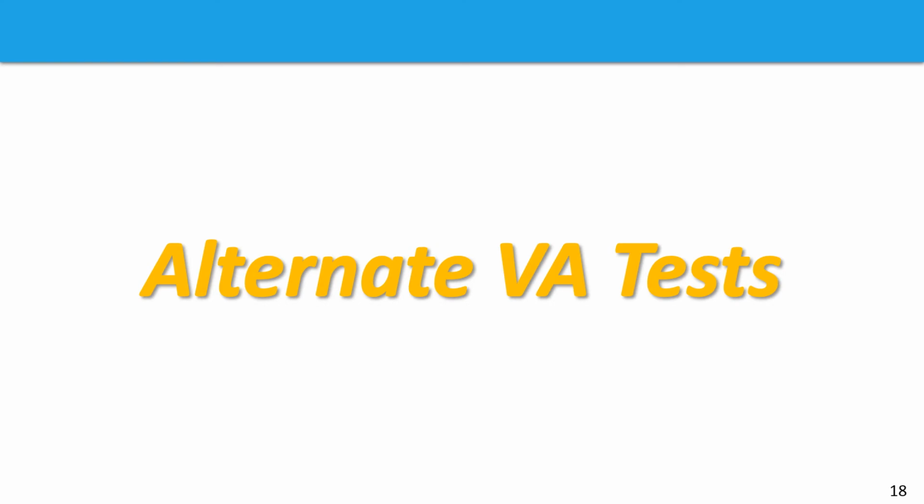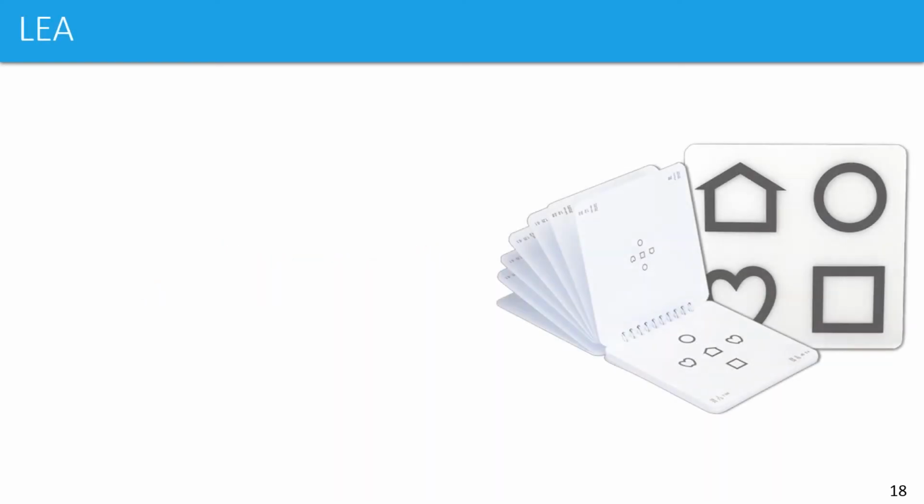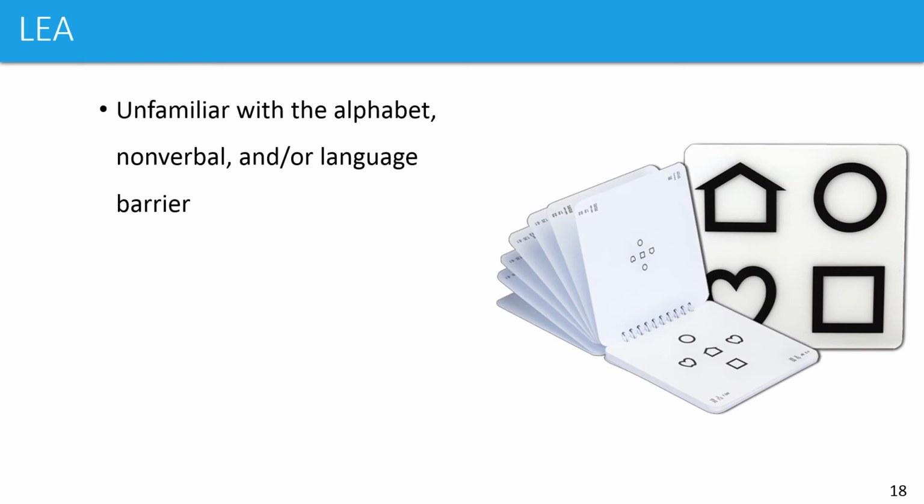Next, we will discuss alternate distance visual acuity charts that can be used. Leah symbols are used for children who are unable to identify letters, are nonverbal, or have a language barrier. The Leah test involves matching symbols on the chart to a Leah key card. The card contains 4 symbols.